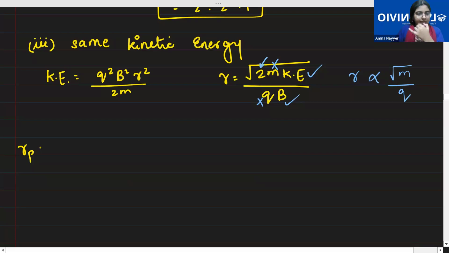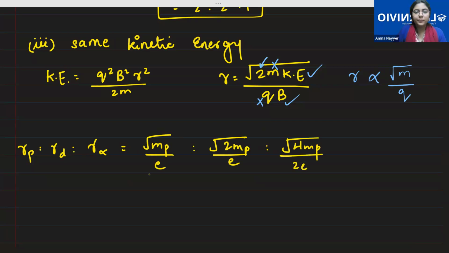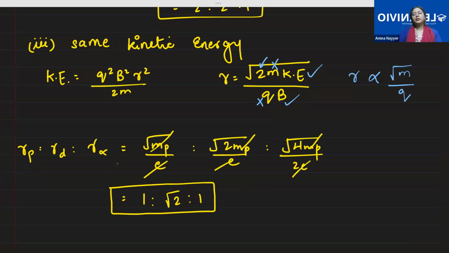This will be the radius of the proton is to the radius of the neutron is to the radius of the alpha particle. So root of mp by E is to root of 2mp by E is to root of 4mp by 2E. Look, E will be cancelled. Root mp will be cancelled. From here, 1 will be left. From here, root 2 will be left. See, root 4 is 2 and 2 by 2 is 1. So this is the third part.